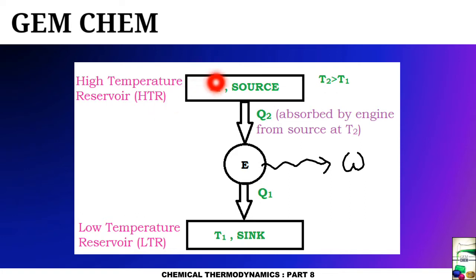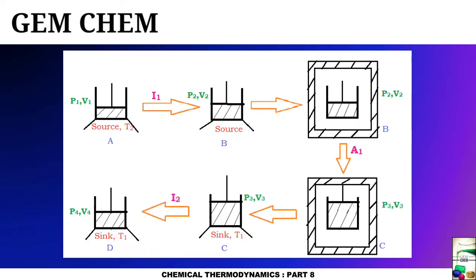So we can call this source the high temperature reservoir and the sink the low temperature reservoir. Now we will see each and every step here. Consider this system with a pressure of P1 and volume V1. On the first isothermal reversible expansion, there will be a decrease in pressure and an increase in volume. So as you can see, the piston has gone up.